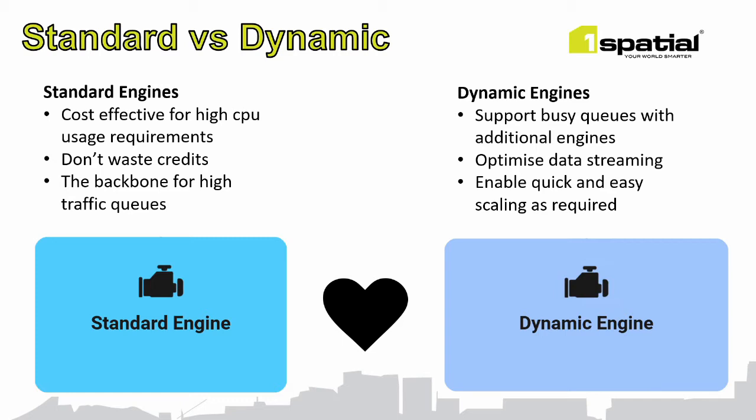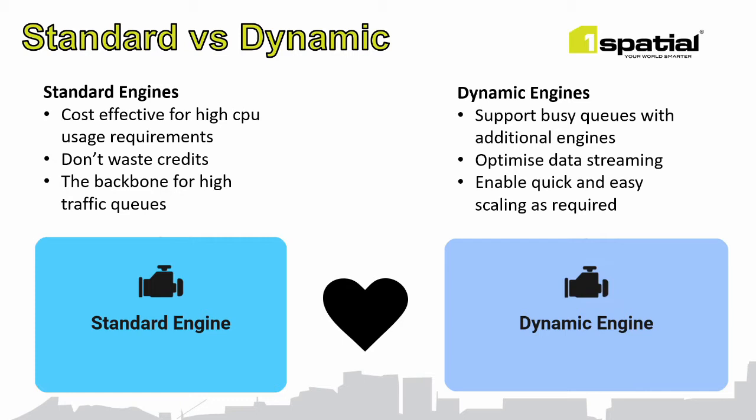Where dynamic engines come into this is offsetting the deficits of the traditional pricing model or offering an alternative to it. As previously mentioned, dynamic engines may just be outright more cost effective depending on the use case. Processes such as data streaming that spend a lot of time waiting don't contribute a lot of CPU time, so why tie up a standard engine if you don't need to?